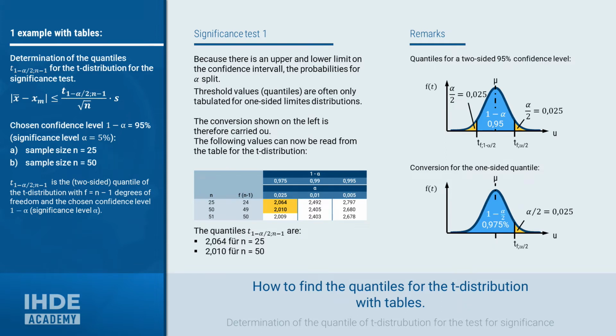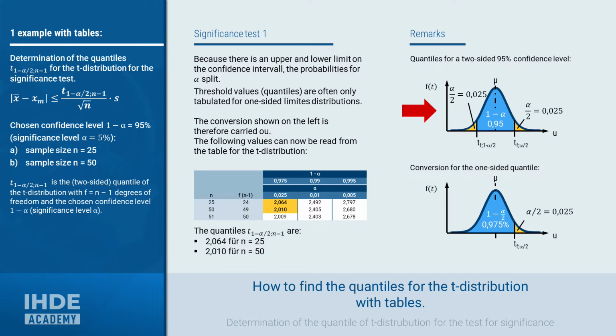The framework conditions defined on the left apply to this. The confidence level 1 minus alpha is 95%, or the significance level alpha is 5%. This means that the probability of having a significant result is less than 5%. And we want to find the quantiles for a sample size of 25 and 50.